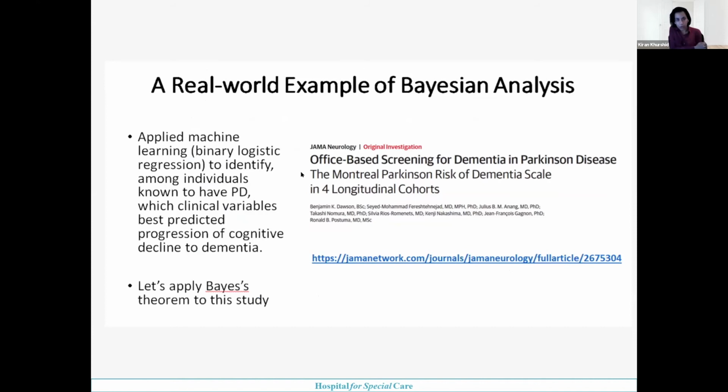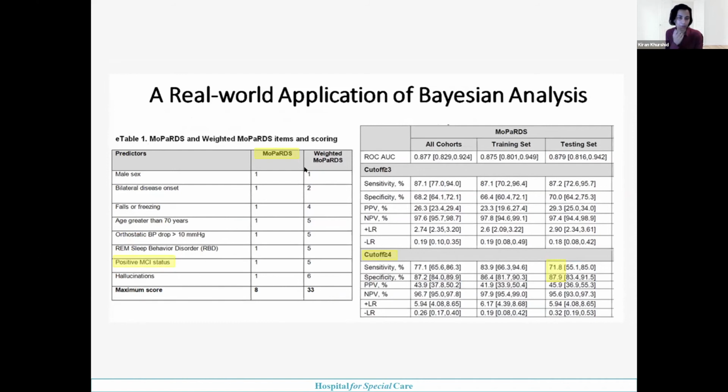I could also go over really quickly another real world example of Bayesian analysis. There was a great study done by Dawson and his colleagues, and they looked at office-based screening for Parkinson's disease dementia. They developed a scale called the Montreal Parkinson Risk of Dementia Scale. And it applied machine learning to make those posterior predictions.